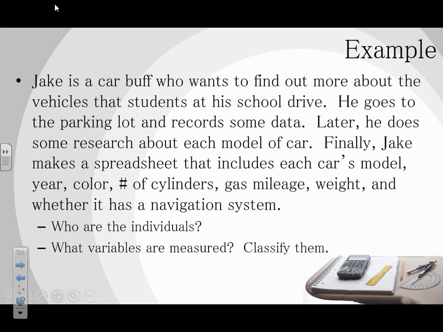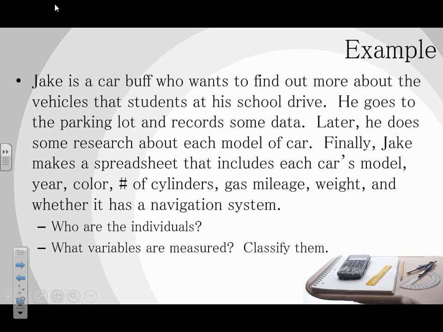Okay, he measured the model. Each car he observed, he noted what model it was. If we're talking about models of cars, what type of variable would that be? Categorical. We have categories that we're fitting into. Okay, so car model, variable 1, categorical. What's another one?